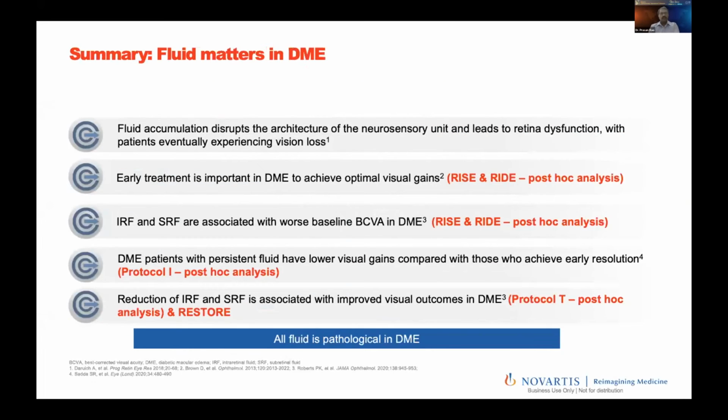And finally, to conclude, fluid in DME matters because the fluid accumulation disrupts the anatomy and causes visual loss. We know from RISE and RIDE that early treatment is important in DME. IRF and SRF are associated with worse visual outcomes, and DME patients with persistent fluid will have lower visual gains compared to those who have early resolution. And finally, reduction of IRF and SRF is associated with improved visual outcome in DME.